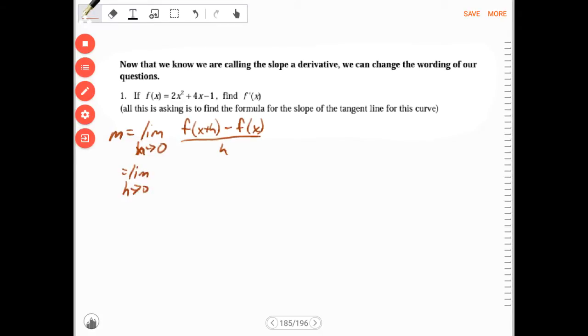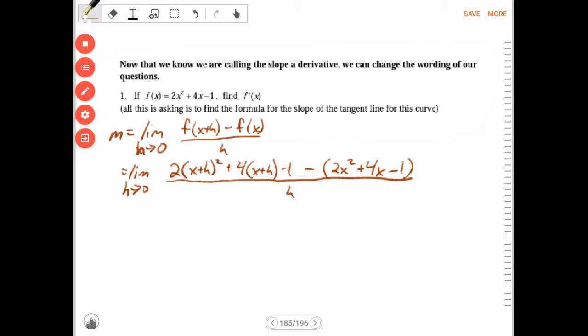So limit as h approaches 0. This is going to be 2 times x plus h squared plus 4 times x plus h minus 1, all minus the original function, 2x squared plus 4x minus 1, all over h. Now we have some expanding to do. Remember, we have to write the limit as h approaches 0 every single time.